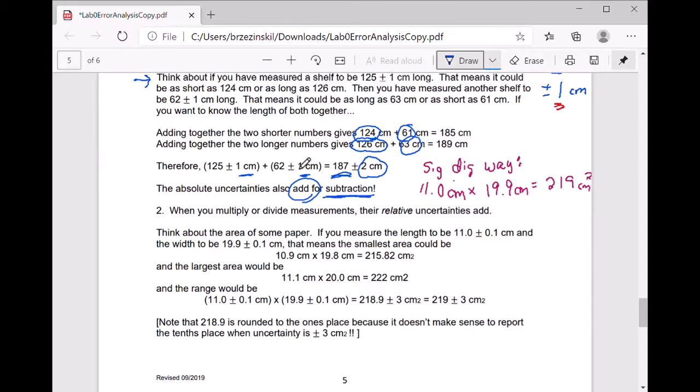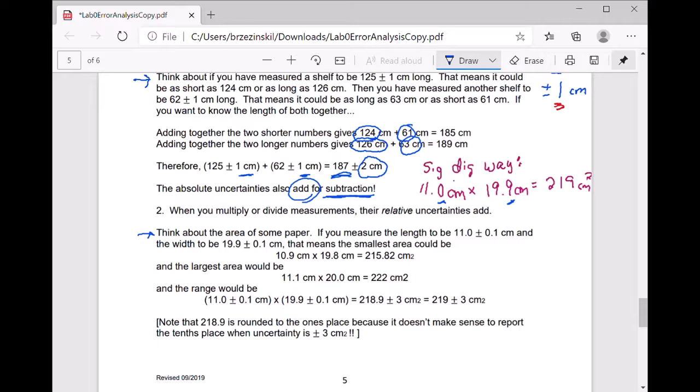All right, let's take a look at multiplying or dividing some measurements. In this example, we have a piece of paper and we've measured 11.0 centimeters and 19.9 centimeters, similar to what we were doing in Lab 1. So the significant digit way that we used in Lab 1 was to say, okay, if we measured with that 1 centimeter ruler, we have 11.0 and 19.9. They each have 3 significant digits and they have uncertainty in the 0.1 place.